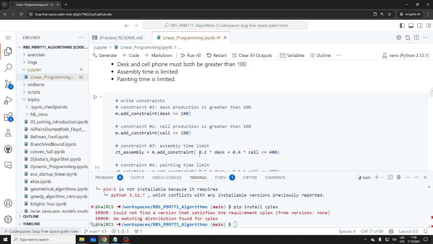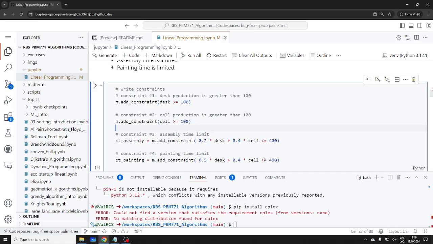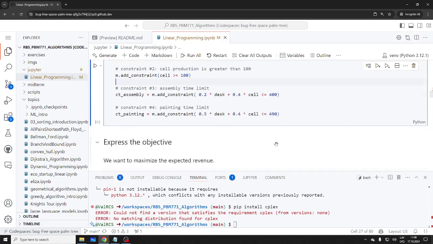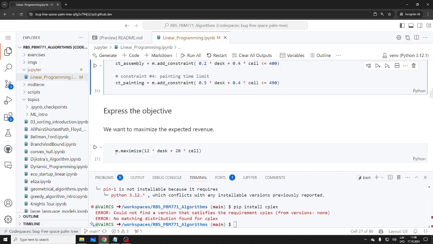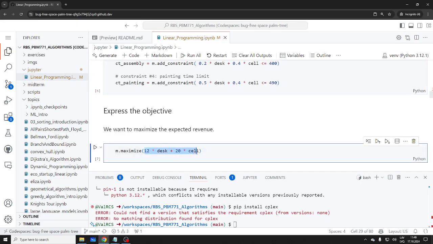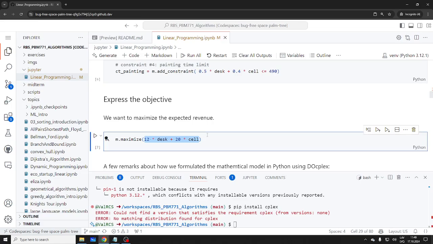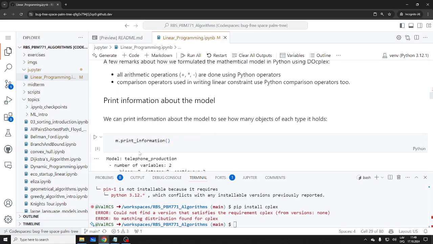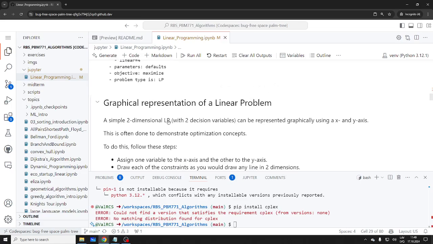And then this library has pretty nice syntax. You just say, okay, these are the constraints. You enter these linear formulas as parameters. It works pretty well actually. So 0.2 times desk plus 0.4 times cell, less or equal 400, and less or equal 490. And now this is our maximize, this is the formula that we are trying to solve, basically. So we can print it. These are the constraints, and then we can solve it.